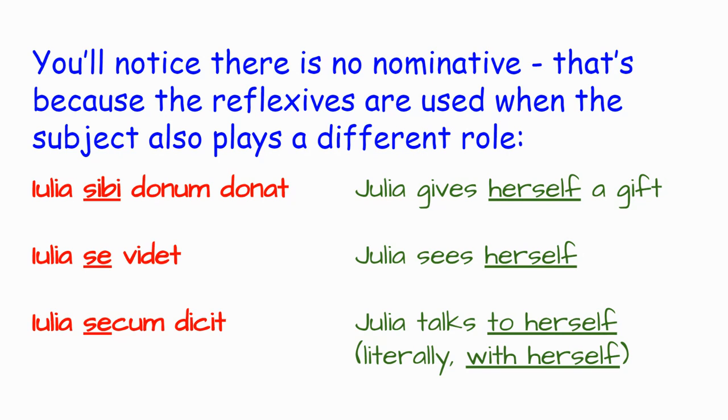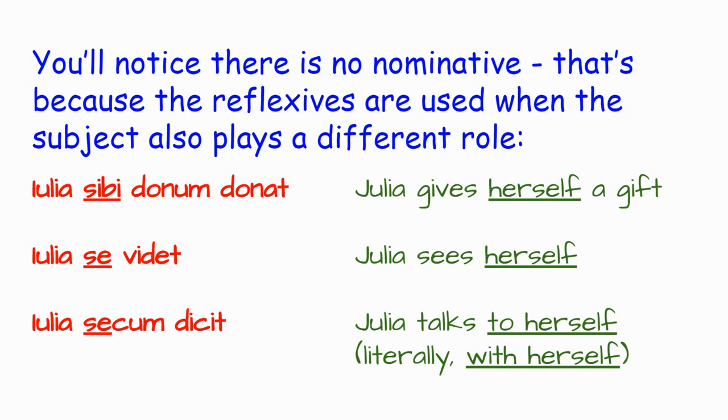So Julia sibi donum dat. Julia gives herself a gift. You've got Julia, the subject, but also Julia, the indirect object, the recipient of the gift. 2 different parts. So we use the dative sibi. Julia sees herself. This is the example we saw above. Julia se videt, where se is the direct object.